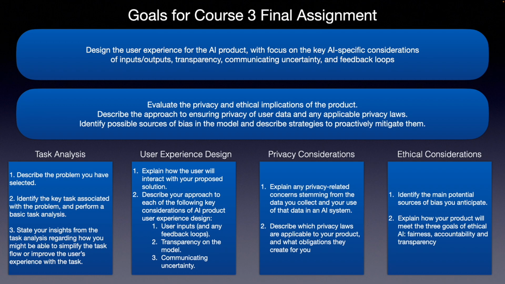So the things that I would have to consider for the assignment are the task analysis, the user experience design, the privacy considerations, and the ethical considerations. Describing the problem and how I go about the task analysis of the problem and the model that would be part of the AI product, as well as the user experience design that I would consider for such an AI product, which will have human user interaction. And then what the privacy considerations applicable for the product would be, and what the ethical considerations would be, and how I go about that.